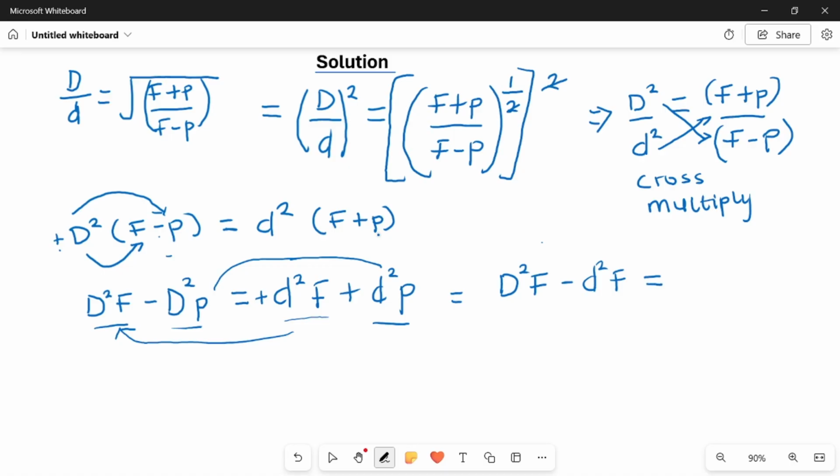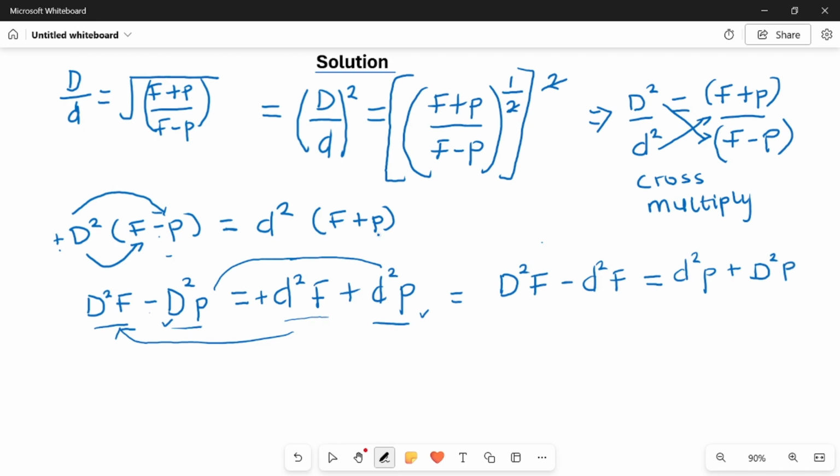Let's write down this one first. That's D square P. Then if we take this one here, this sign will change to positive, to become positive here. And we write out D square P. So now we've arranged it.